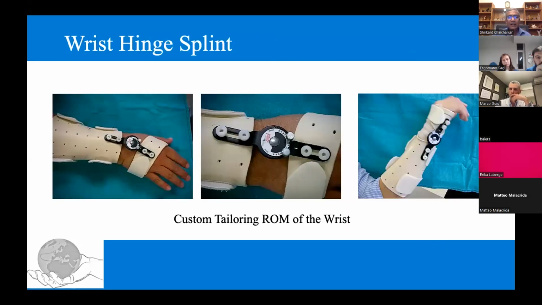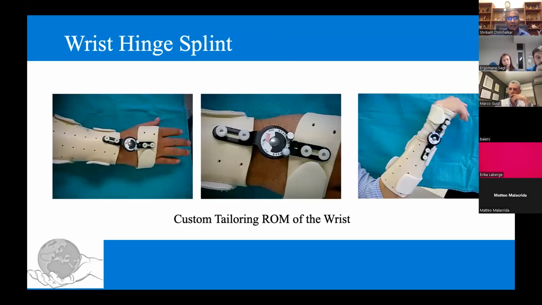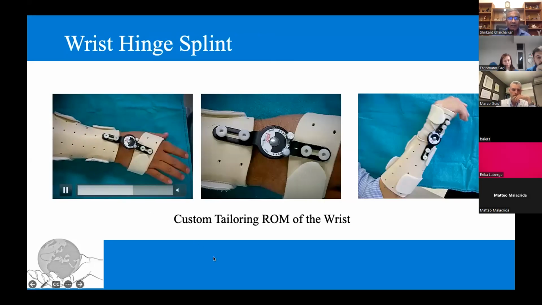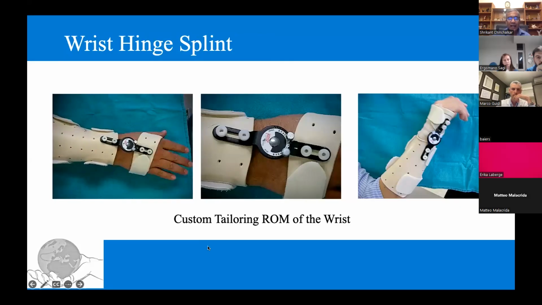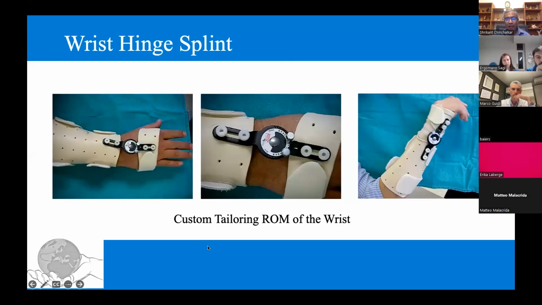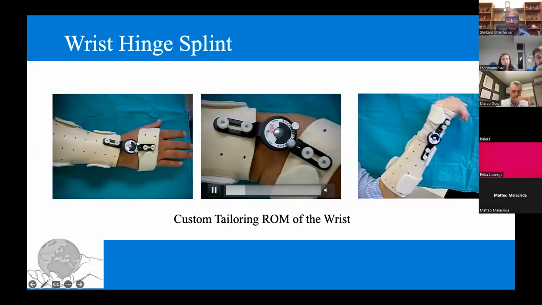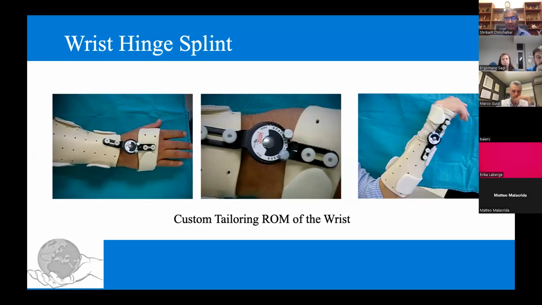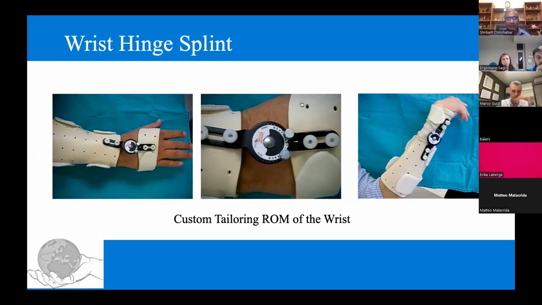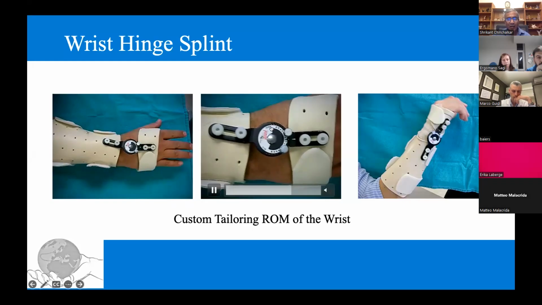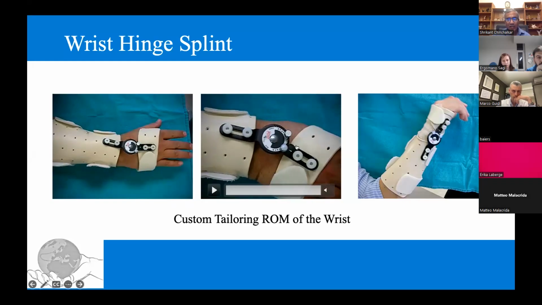So these are the custom wrist hinge splints. You can see that we can custom tailor the amount of ulnar deviation and radial deviation. And we want to allow some radioulnar motion. However, we do not want to allow the clunk to happen. So therefore, we can control the amount of motion within the limits of this wrist motion by using the graded or graduated wrist hinge device.